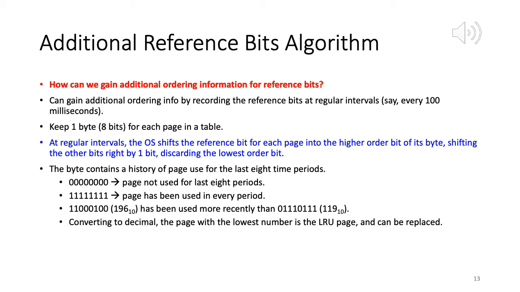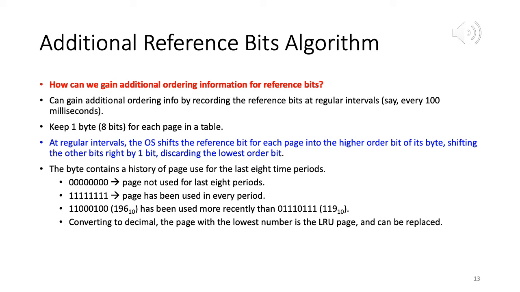So what we're trying to say is this byte for each page will contain some of the previous history regarding whether the page has been referenced or not. The byte contains a history of page use for the last 8 time periods. What time period we choose itself is a non-trivial question, but we'll not focus on that for now. So let's say the time period is 100 milliseconds.